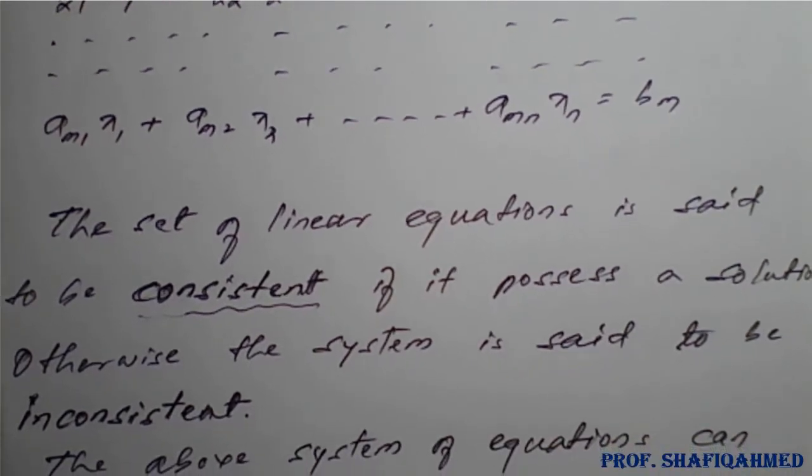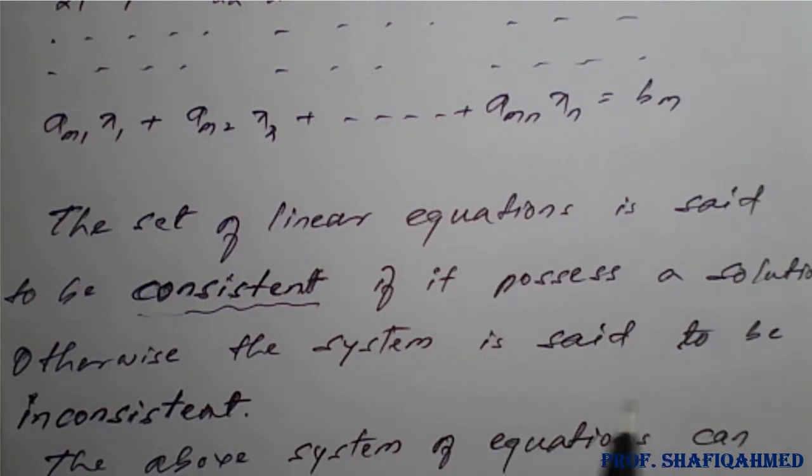So we have two cases here. If the variables have values satisfying the given equations, then the system of equations is called consistent. Otherwise, it is called inconsistent.